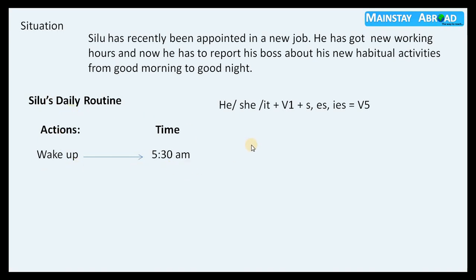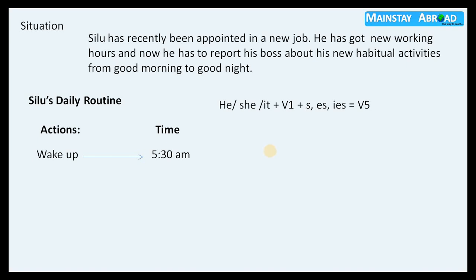So this is the task I'm giving you, and I want you to follow this note and try to make a habitual routine of Silu. What structure can you use here? Use subject plus V5 plus object or complement. For example, Silu gets up early in the morning and freshens himself up and gets ready for office work. He takes his breakfast at 7:30 and rides to the office.